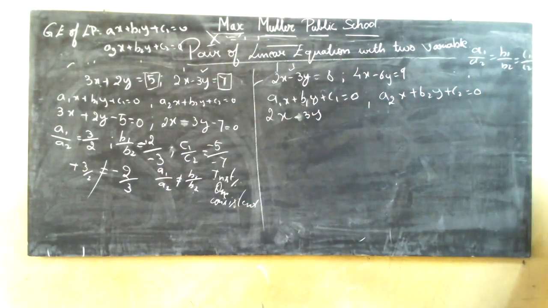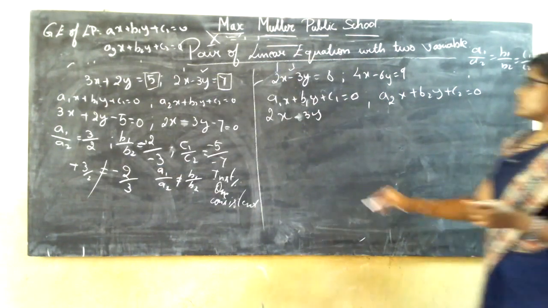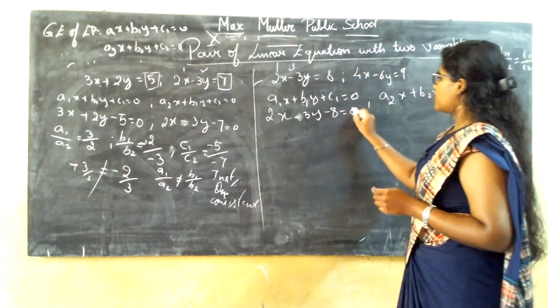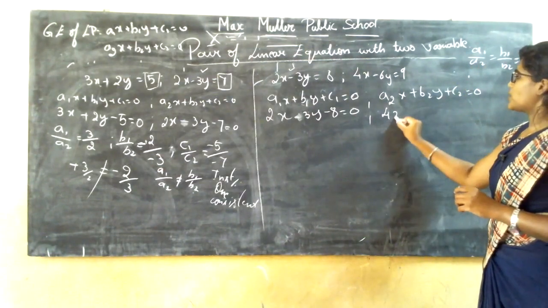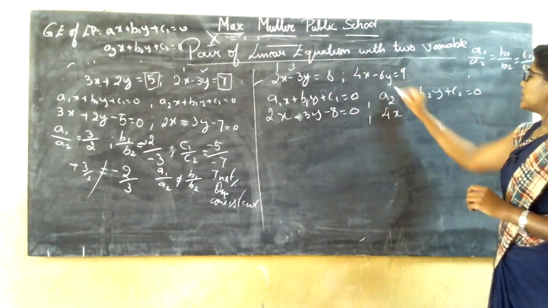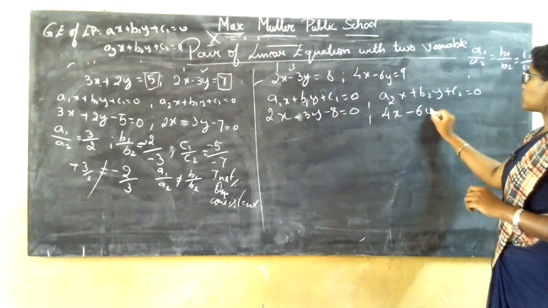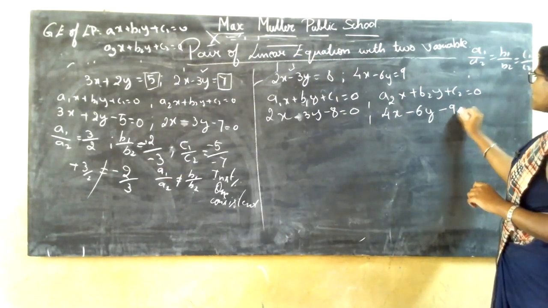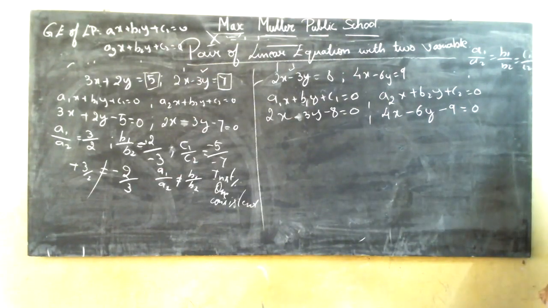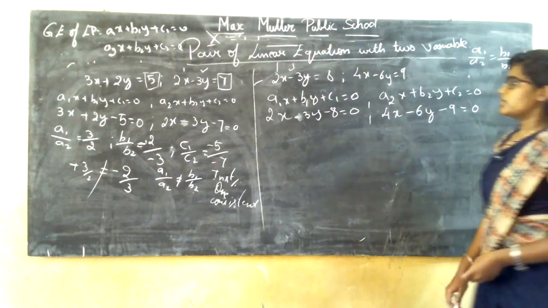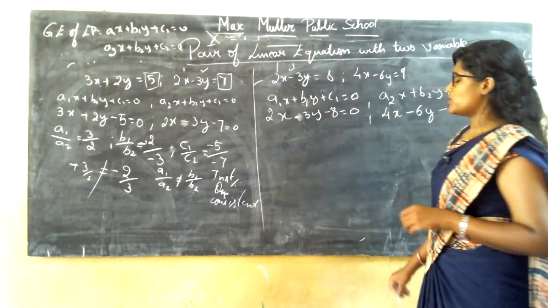If I shift it to the left hand side, it is minus 8. Since it is of plus, if I shift it, you will get it as minus 8. Then the second equation is 4x, the b term is with minus sign, so minus 6y, and it is minus 9 is equal to 0. So this is the equation. This is the algebraic equation under the general equation I have written.